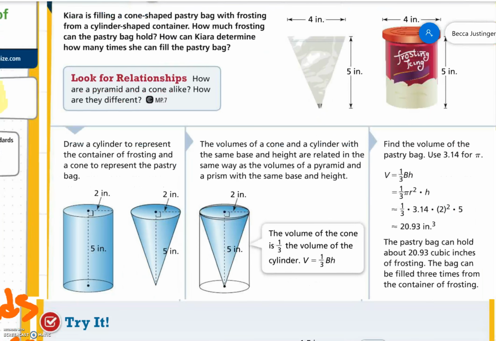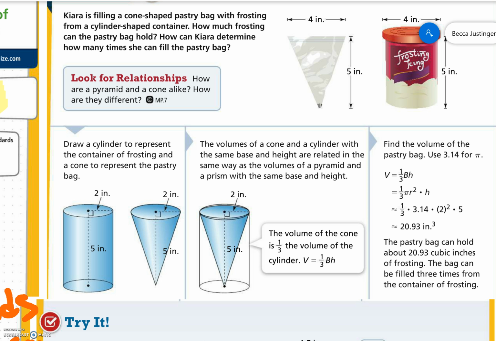Okay, example number 1. Find the volume of a cone. Kiara is filling a cone-shaped pastry bag with frosting from a cylinder-shaped container. How much frosting can the pastry bag hold? How can Kiara determine how many times she can fill the pastry bag? So you draw a cylinder to represent the container of frosting and a cone to represent the pastry bag.